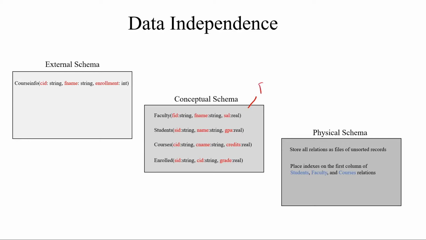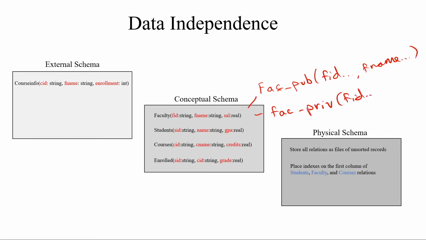So faculty public will have just the FID along with the name. And faculty private would have the FID along with the instructor's salary.